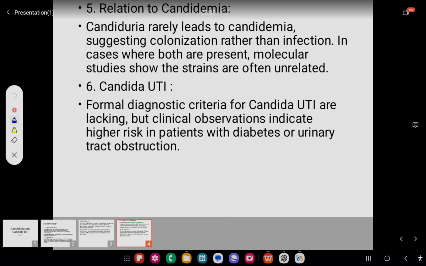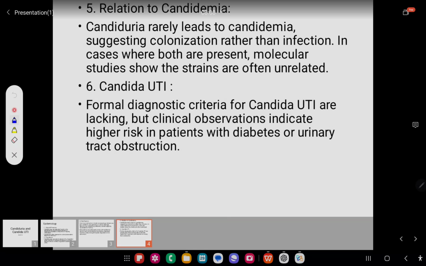Candida UTI. There are no established diagnostic criteria set for Candida UTI, but clinical observations show that there is higher risk of UTI with Candida in patients with diabetes or urinary tract obstruction.